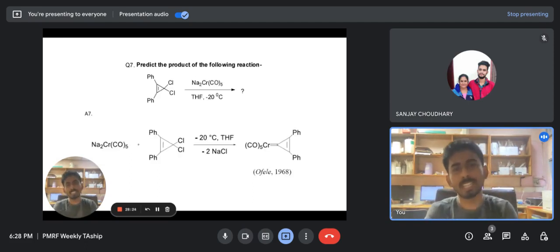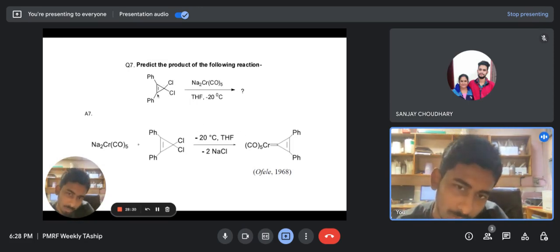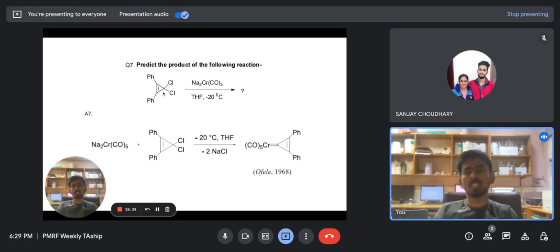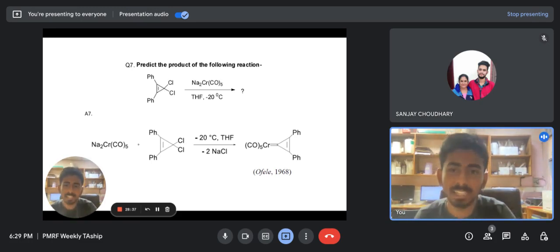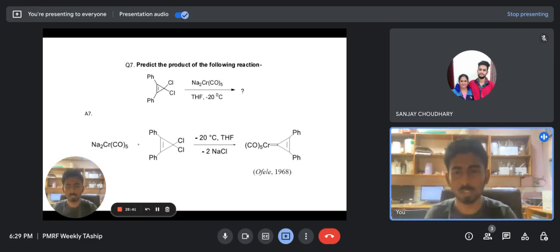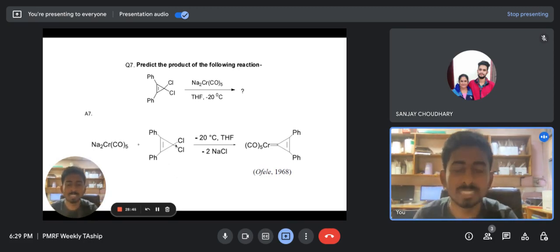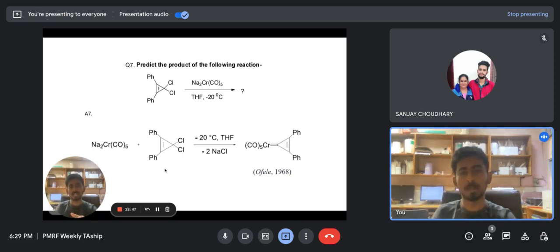So what happens in this case when this Na2Cr(CO)5 in THF at a low temperature is treated with this gem dichlorocyclopropene? Okay, so this Na2Cr(CO)5 when treated is having a di-negative charge because there are two sodium atoms and chromium is having a di-negative charge on it. And here you can see this is a gem dichloro molecule which has two C-Cl bonds, both of which are labile in nature.